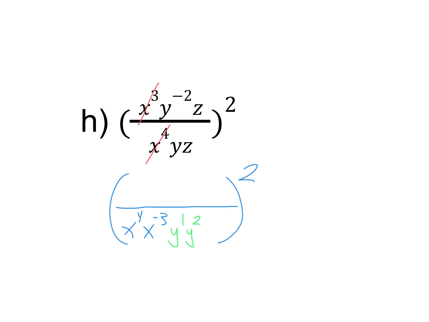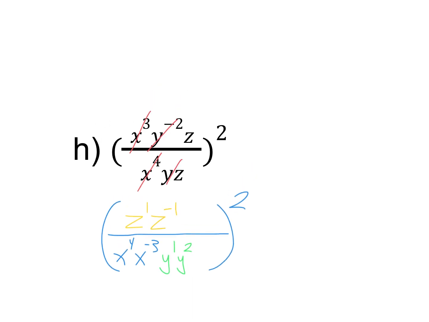And now, take a look here. I have z and z. So both of these are just z to the 1. No matter where I move them, the same thing is going to happen. So let's just move them both up to the numerator, and then we'll see what happens. So I have z to the 1, and then if I move this one up, it'll become z to the negative 1. Okay, so that's all of those taken care of now.